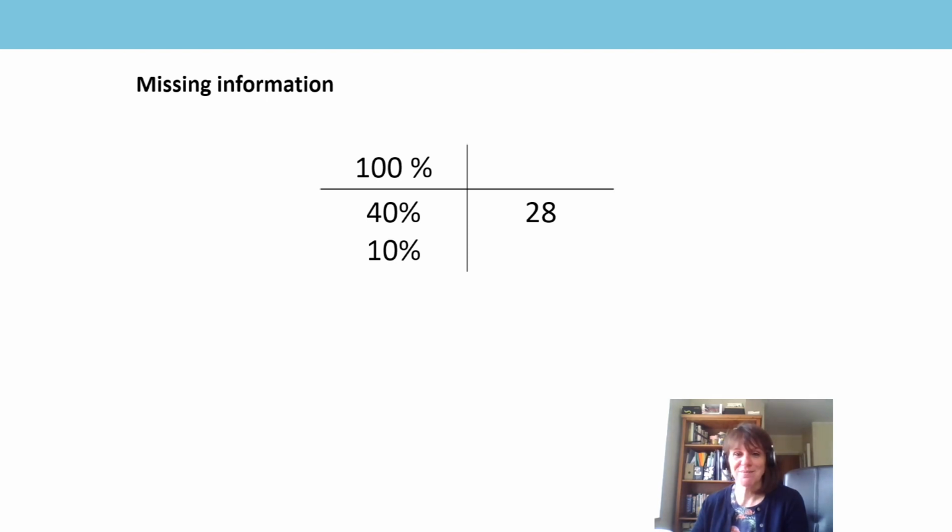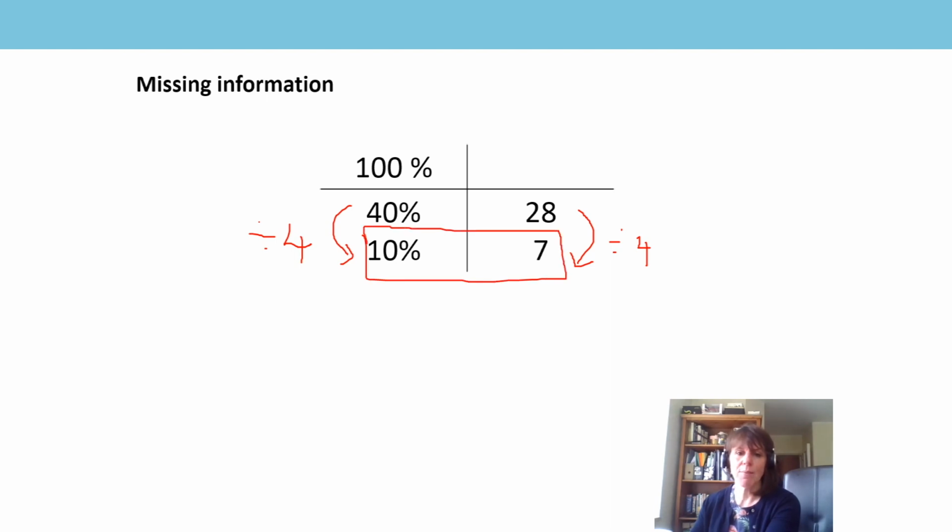So I'm looking at the relationship here between 40% and 10%. And I think that the obvious thing to do here is to divide by 4. And if I've divided 40% by 4 to equal 10%, I'm going to divide 28 by 4, and that's going to equal 7. And then once I've got this information that 10% of a number equals 7, I'm going to multiply it by 10 to equal 70.